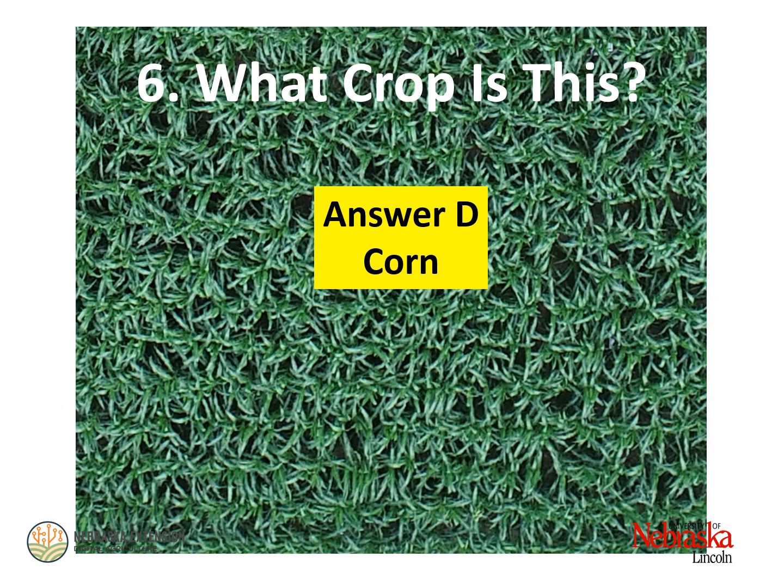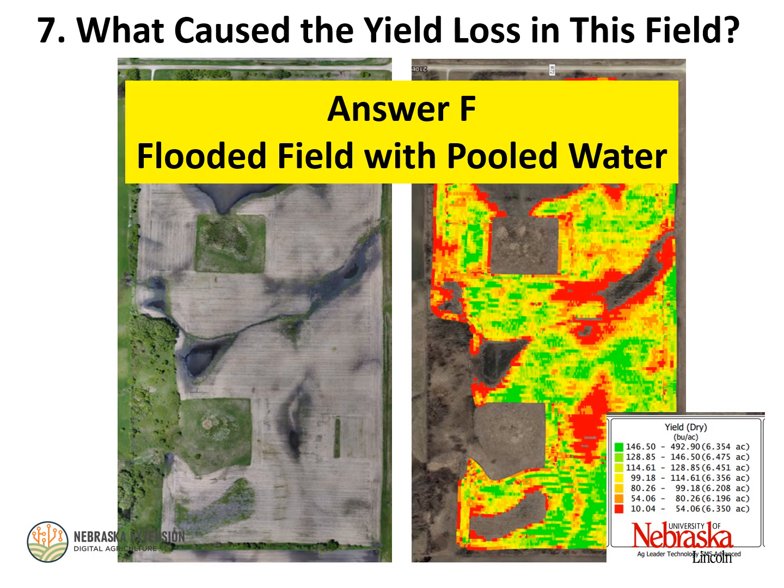Now looking at some of the drone imagery. The drone image for question 6 is, what crop is this? And the answer is D, it's corn. Question number 7, what caused the yield loss in this field? Answer is F, flooded field with pooled water. And so when you look at this image and you compare the drone imagery to that of the yield map, you will see that the locations where the water is ponding is where we have yield loss.